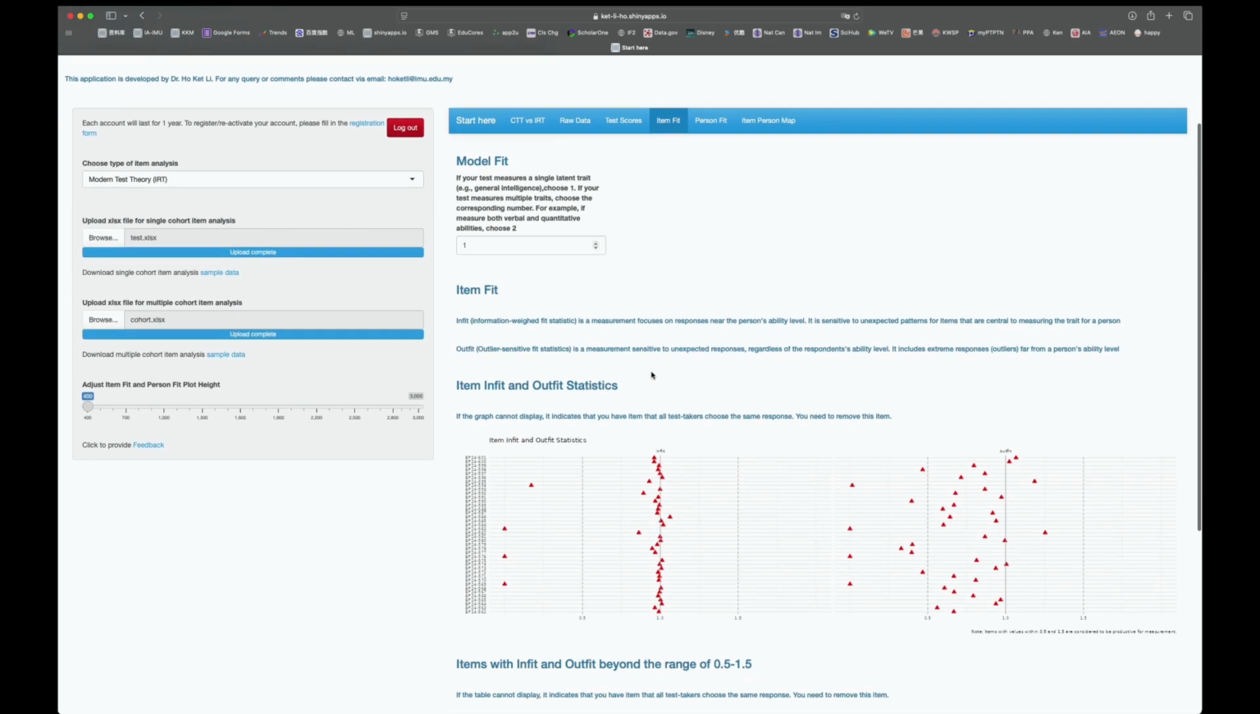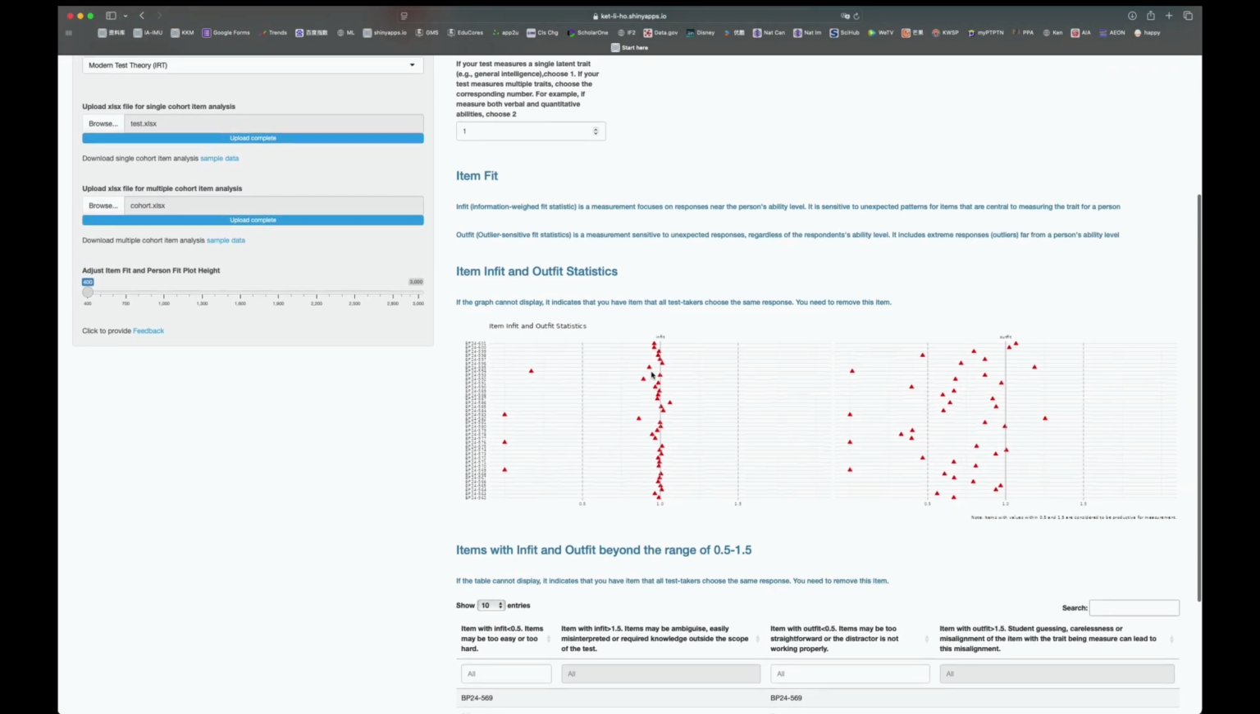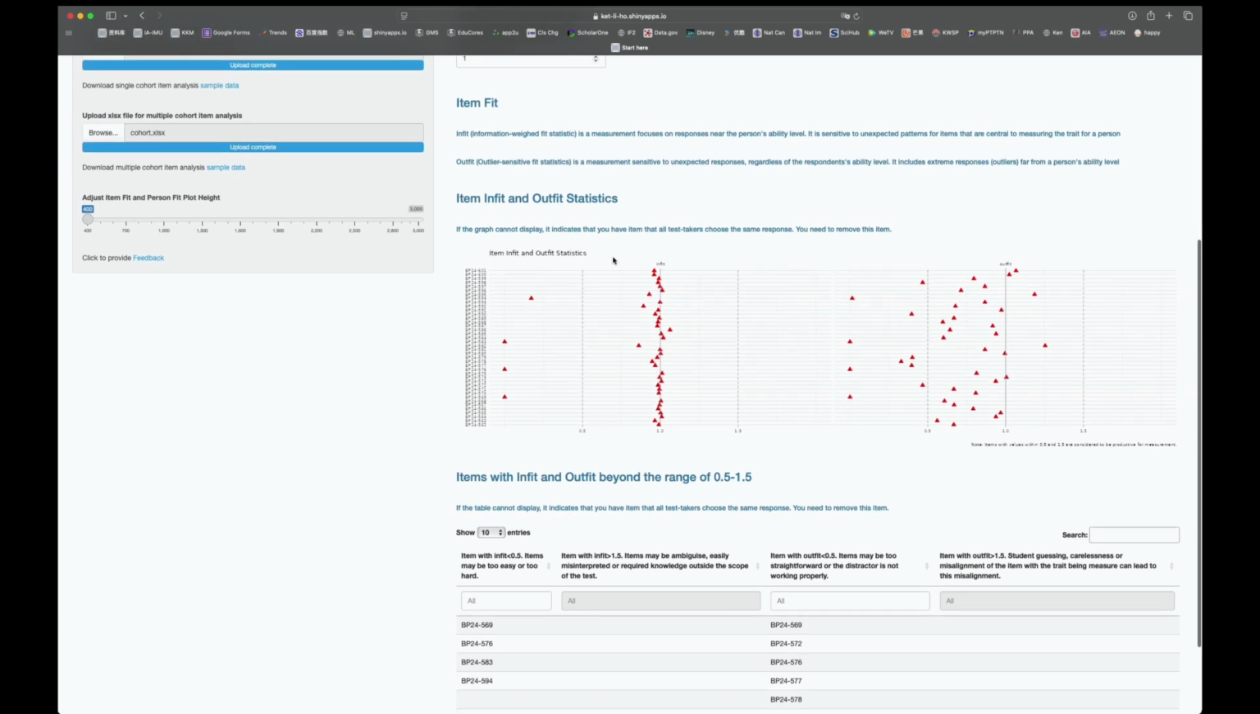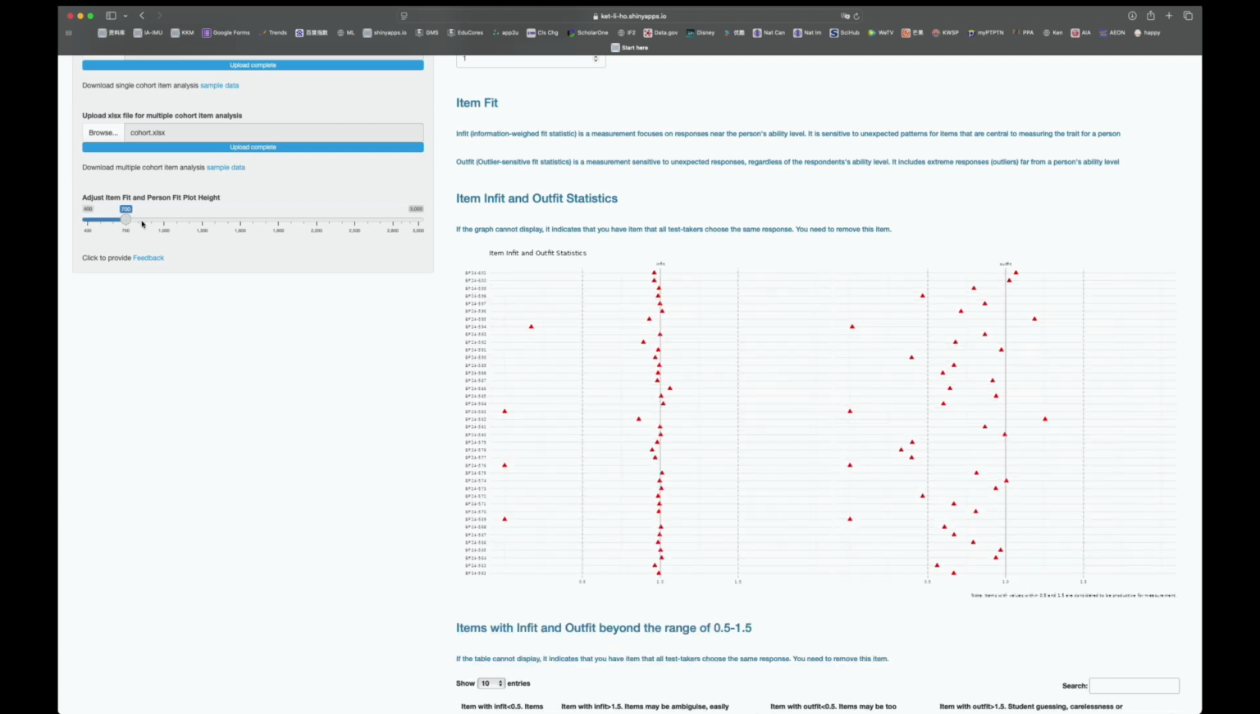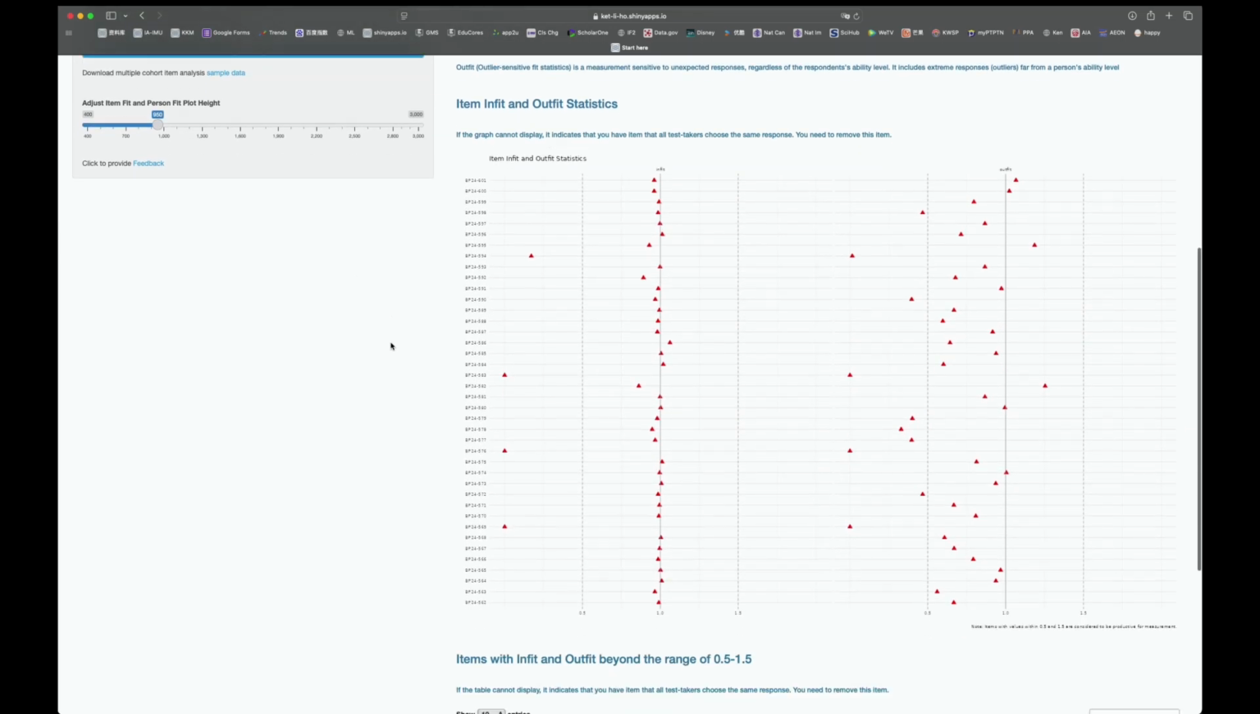As we proceed, we will look at the figure that displays the item infit and outfit statistics. If you happen to notice that this figure is not appearing, it might be because you have items where all students selected the same response option. In such cases, you will need to remove those items from your analysis. Given the number of items we're dealing with, we might find that the figure appears quite cramped. To improve readability, let's make the figure taller. We can do this by adjusting the slider in the side panel. After making that adjustment, we can clearly see the item IDs and analyze the data more effectively.